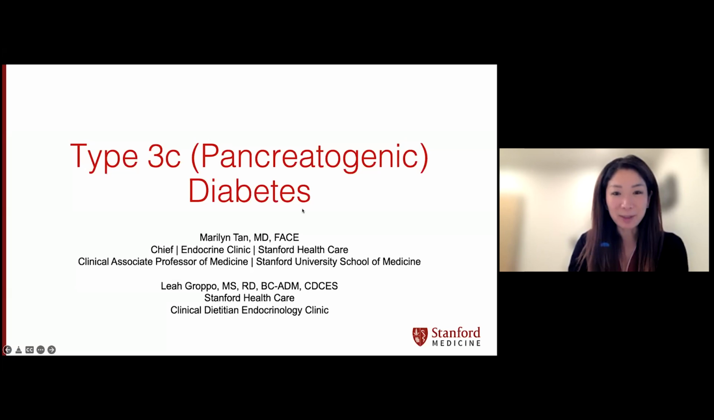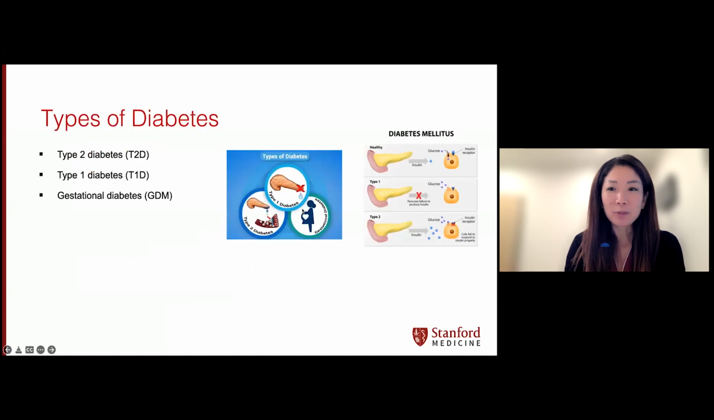So we'll talk a little bit about type 3C or pancreatogenic diabetes. You've probably all heard of the different types of diabetes: type 2, type 1, or even gestational diabetes. These are usually the ones that we hear about in the media. As a reminder, the normal healthy pancreas makes insulin, which is a hormone that helps to lower blood sugar. And then you have receptors on your cells that respond to the insulin in order to lower the blood sugar. In type 1 diabetes, this is an autoimmune destruction of the insulin-producing cells of the pancreas, and so this leads to high blood sugar due to insulin deficiency.